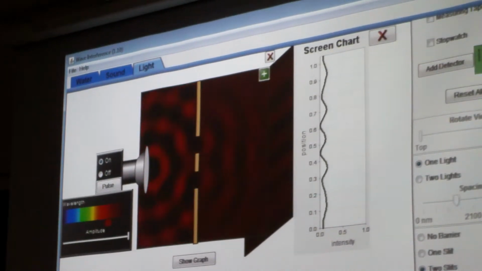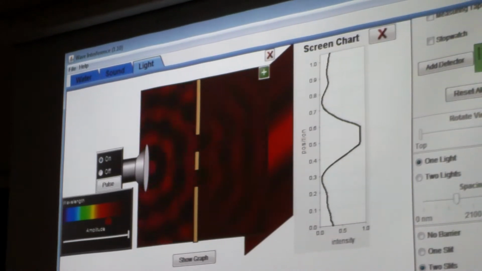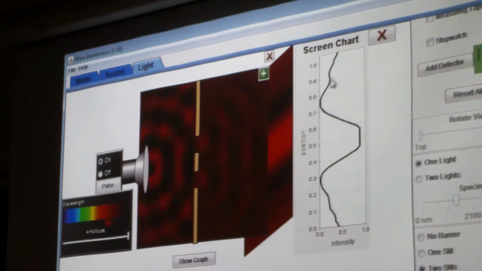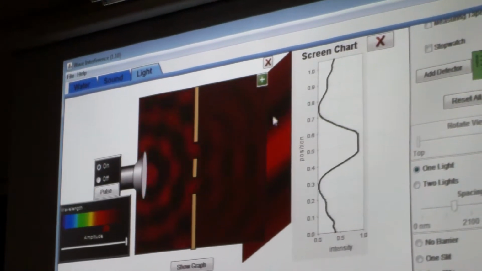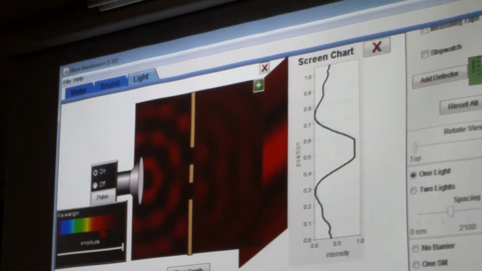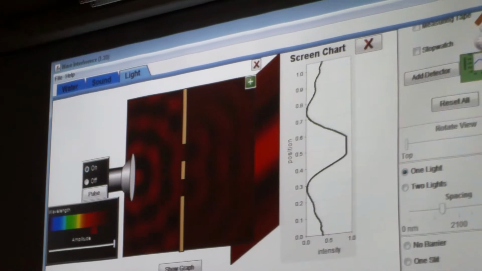Closer together. Here we go. So we got a peak here, we got a peak right here. Little trough. You can kind of see the troughs really well, right? Okay. What's going to happen if I increase slit separation?